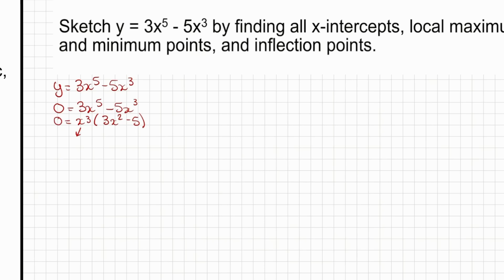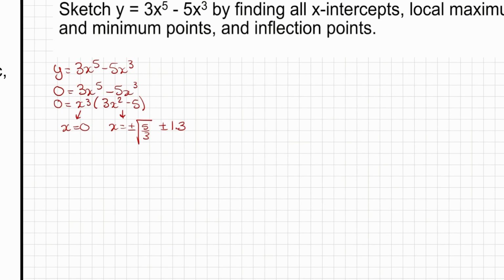Now I know that I will have an intercept when x equals 0, and I will also have an intercept when x is equal to plus or minus the root of 5 over 3, which for what we're doing here, we're going to say is approximately equal to plus or minus 1.3. So those are going to be my 3 intercepts that fall along the x-axis.